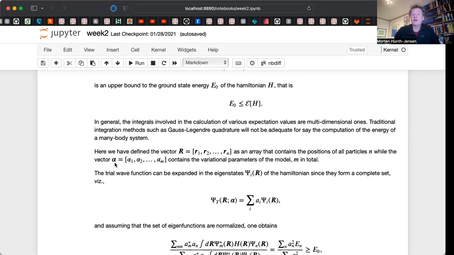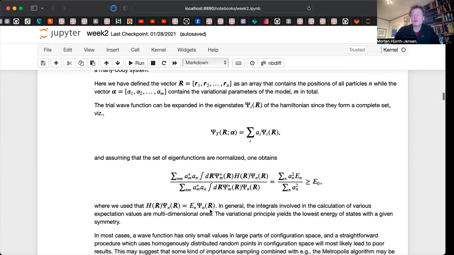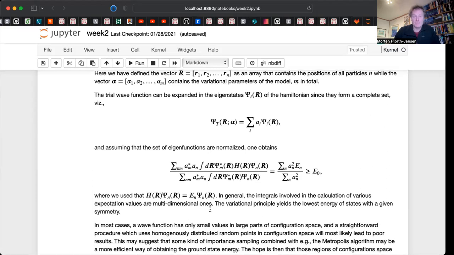And these parameters alpha are the parameters which we use to describe this trial wave function. And with the variational principle, we can actually show pretty easily that the energy we get when we don't have the exact wave function is always larger than the exact energy.